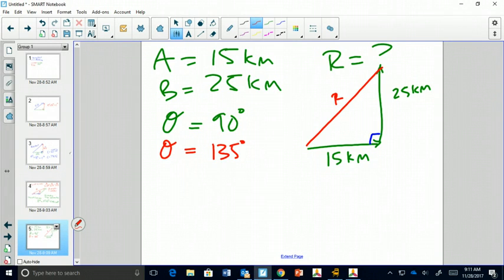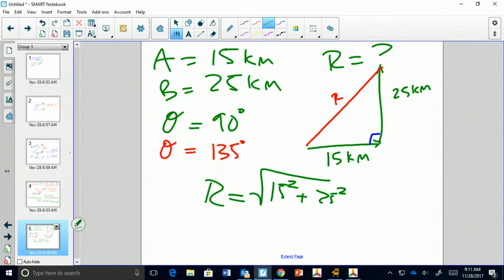Cool. Okay, so the formula I would use was what again? I would use Pythagorean. So I'm simply going to plug them in. R equals the square root of 15 squared plus 25 squared. Are you comfortable that with the square root is where the most mistakes get made, you forget to square root it? That's the easy mistake to make with these guys. So give me an answer here if you would. 15 squared plus 25 squared, and then take the square root of that.